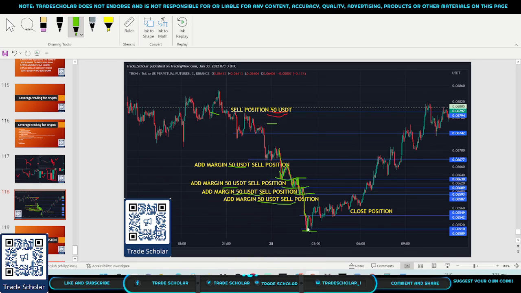What happens next is it found a resistance. So when you found a resistance, you put another line. Okay, you put another line right there, and then it can bounce back and forth here, and then it did not break this area. It did not break. So now you are about to take profit. Where are you going to take profit? You take profit here. Don't take profit there.